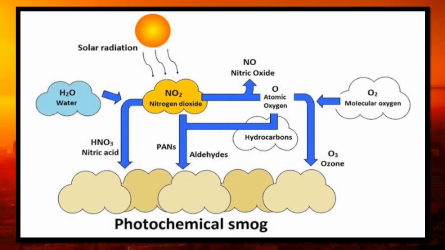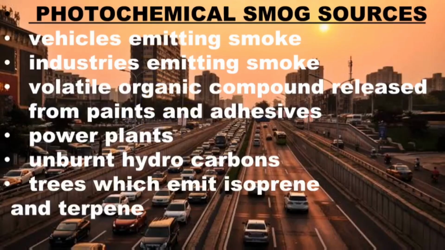Photochemical smog sources: vehicles emitting smoke, industries emitting smoke, volatile organic compounds released from paints and adhesives, power plants, unburnt hydrocarbons, trees which emit isoprene and terpene.